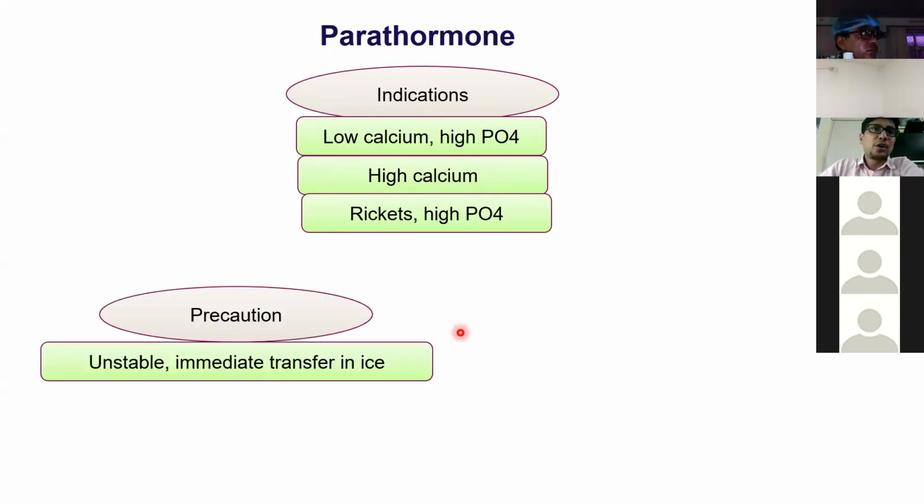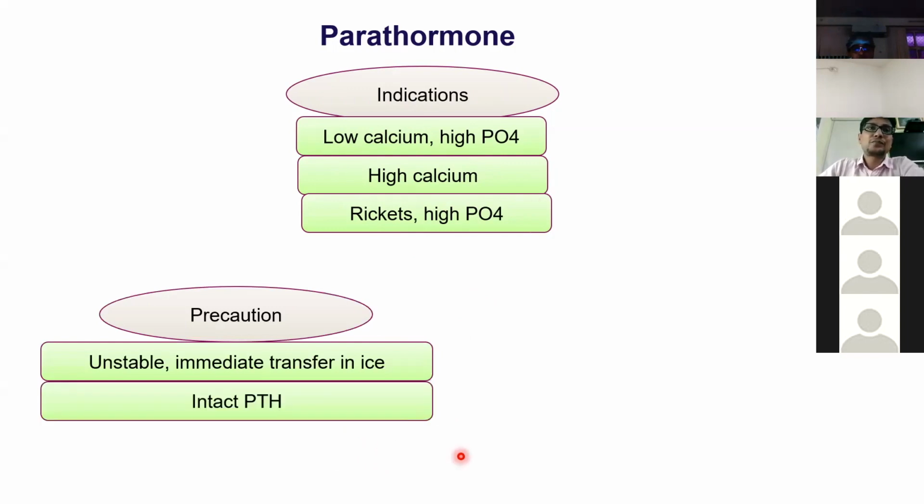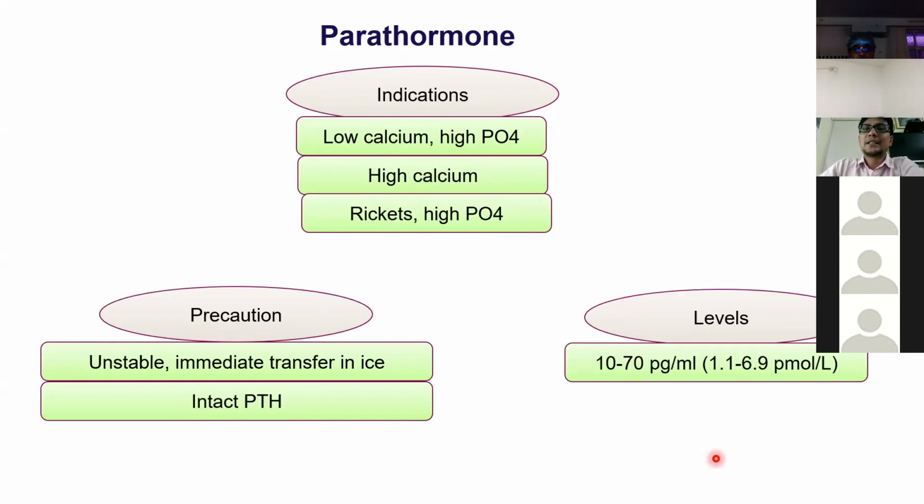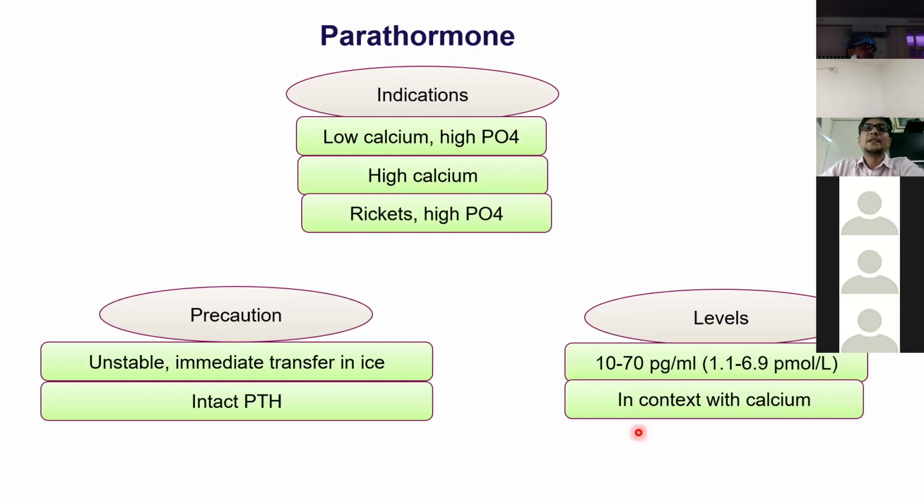But the precaution we have to take is that it is highly unstable. We always have to transfer the samples in ice, and we have to immediately process the sample. Nowadays we do intact PTH because it is relatively more stable than the PTH itself. The level is 10 to 70 picogram per ml, and it should always be read in context with calcium.